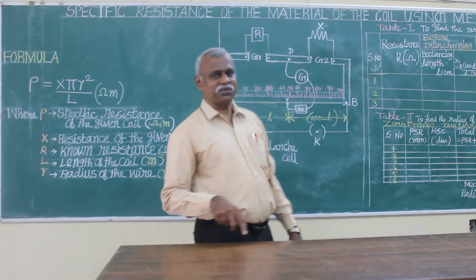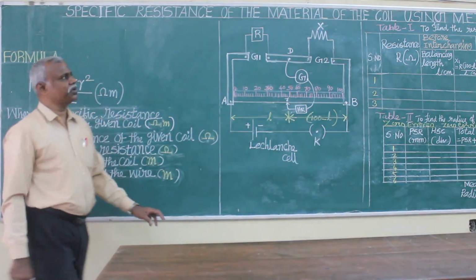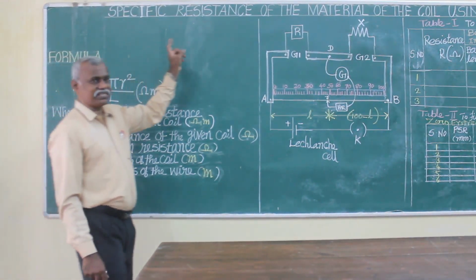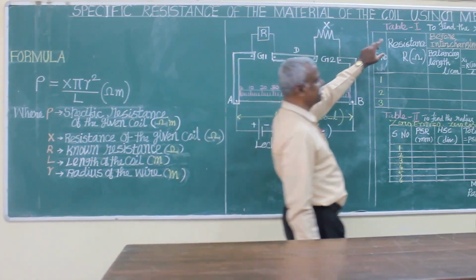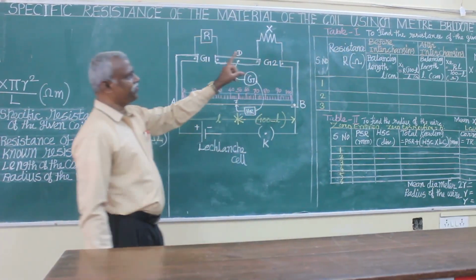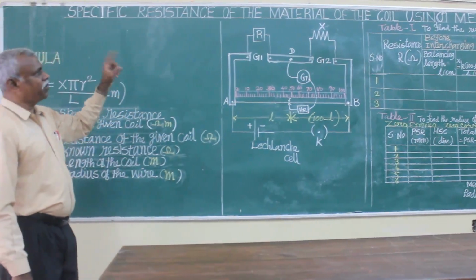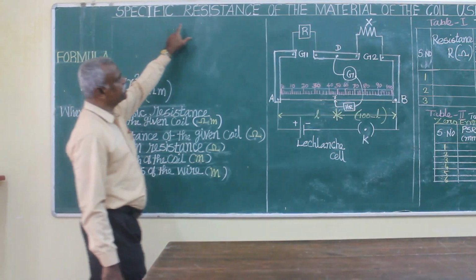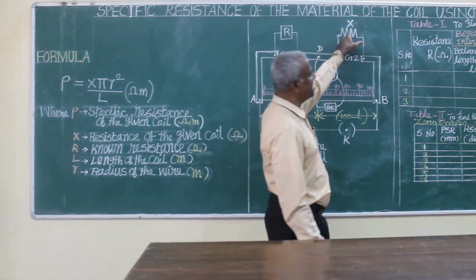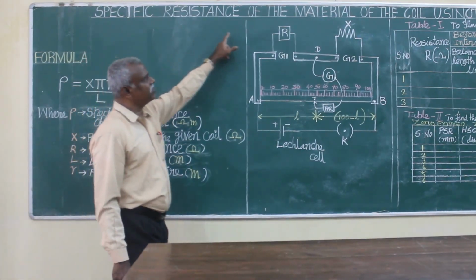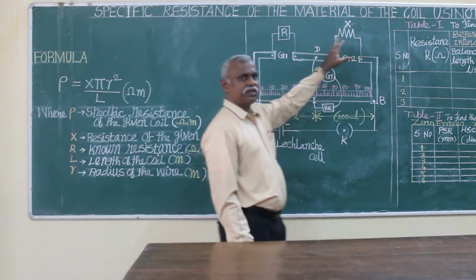Dear students, today you are going to see the 12th standard physics lab. In practical, you are going to do the first experiment, the meter bridge. What are you going to find out here? You are going to find out the specific resistance of the material of the coil.